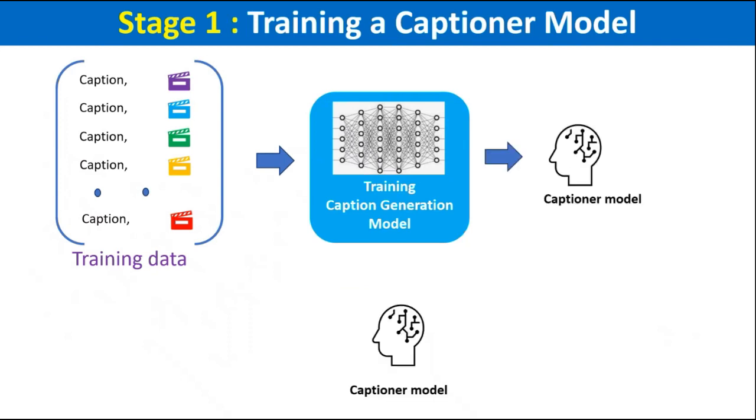Then this model is tested with a new video input to check if it is able to generate high quality captions. Even for the videos for which some sort of captioning was available, those videos are also sent through this captioner model to recaption. So this process is called recaptioning.